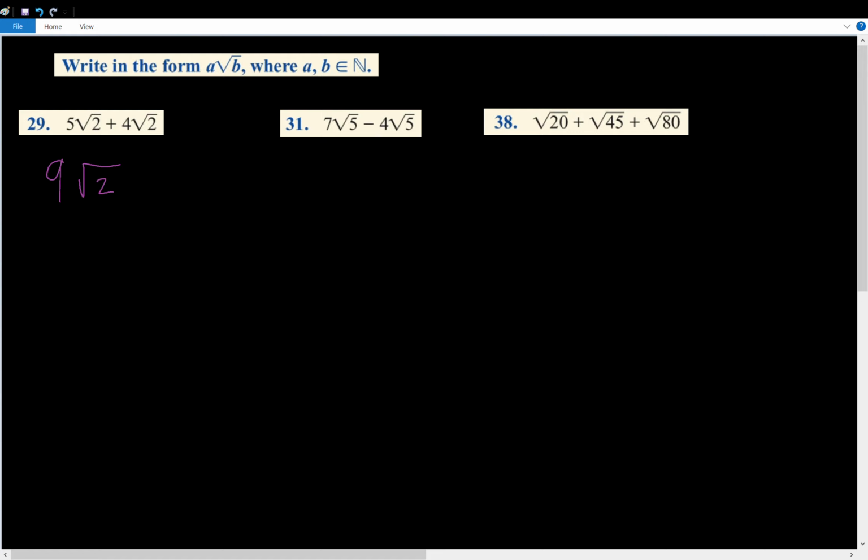And the same sort of rule applies when you're doing a subtraction. So for the next one we have 7 root 5 minus 4 root 5. So the number under the square roots is the same. So 7 minus 4 is 3, so we just get 3 root 5.